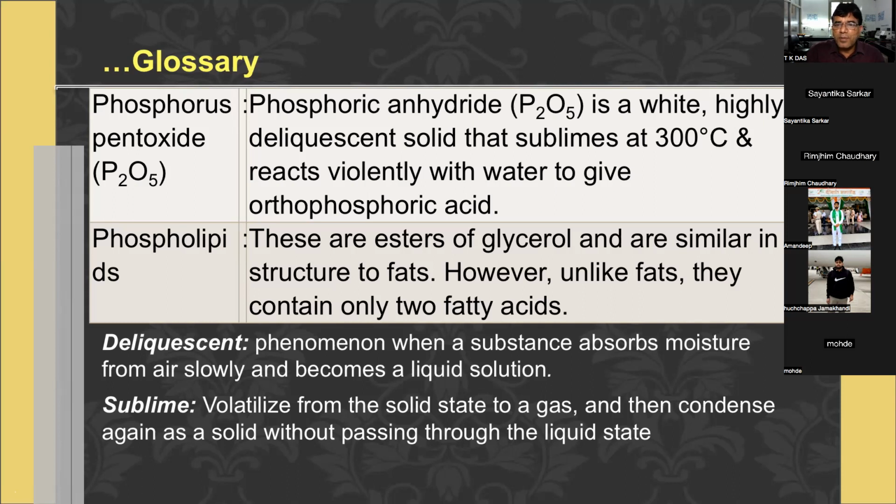The second property is sublimation. Sublimation means when a solid directly converts into gas without converting into liquid, and then again it condenses to a solid. It sublimes at 300 degrees centigrade, it can be directly converted into gaseous form, and then it can again solidify. Phospholipids are esters of glycerol and are similar in structure to fats. However, unlike fats, they contain only 2 fatty acids.